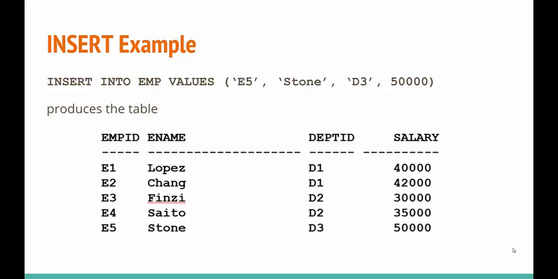Notice here we did not specify column names, we just specified a comma-separated list of values. If we do this, the SQL processor will take each of the values in turn and associate them with the columns. So E5 would go in the first column, which is employee ID, and so on.